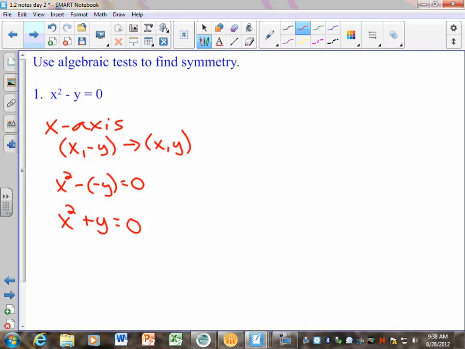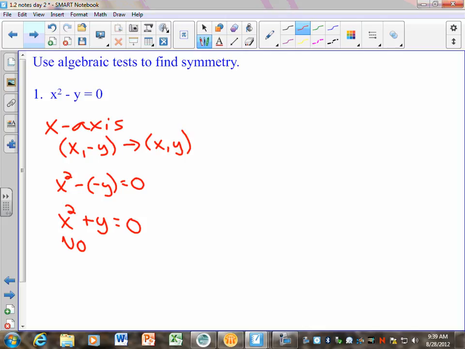The x is the same, but the y changed. This is no longer the same equation, so that's a really easy way to say this is not symmetrical with the x-axis. You want to get back to the same thing, because if it's symmetrical, when you plug in that different ordered pair that I gave you, you should get back to the exact same thing that you started with, because that means you get the exact same graph.